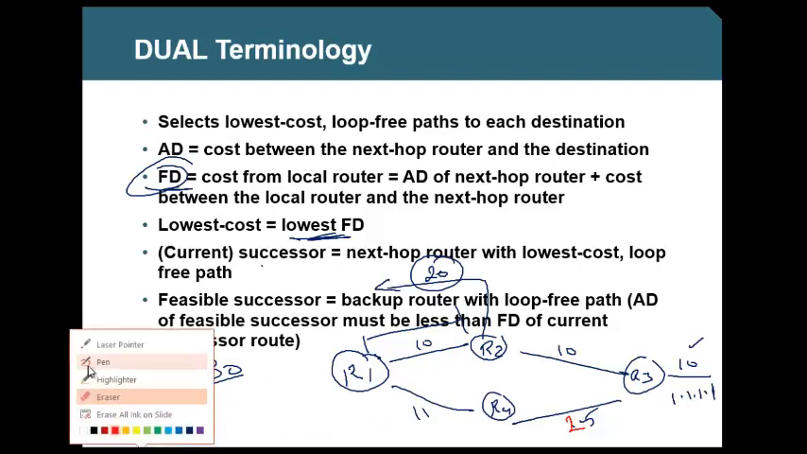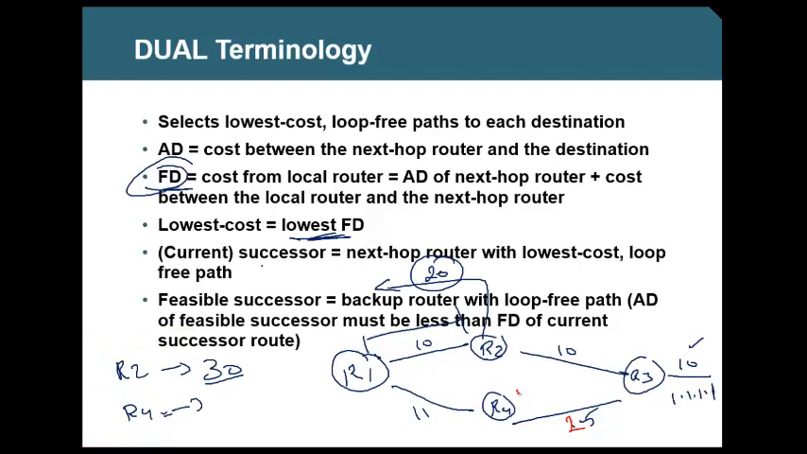Now, is this a qualified backup path? Let us check. What will be the advertised distance from R4 to R1 to reach this 111 network? It will be 25 plus 10, which is 35.